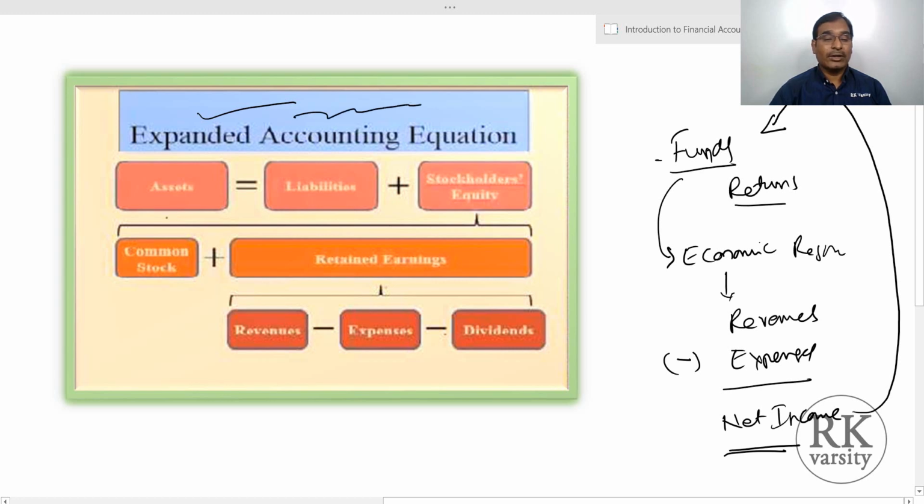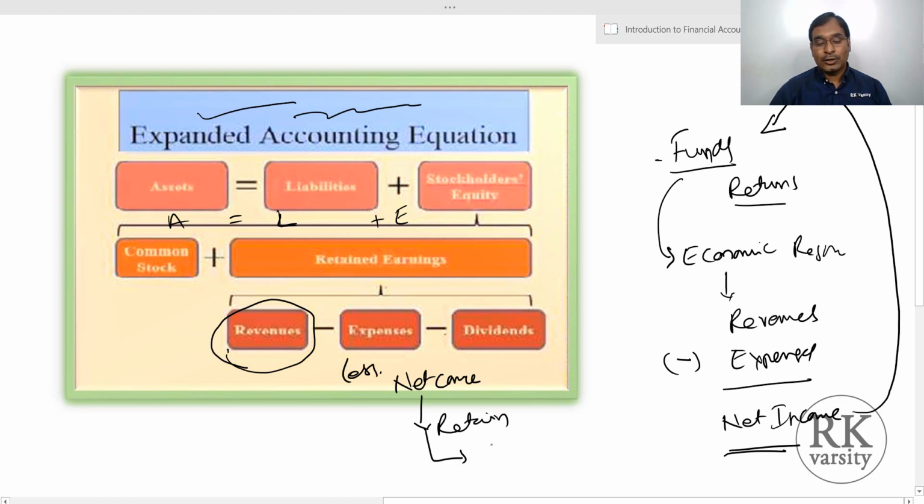Our basic accounting equation is assets equals liabilities plus equity. Now in the process, we are generating revenues. From revenues, we deduct our expenses, and once you less expenses, you get a net income. From that net income you have two options: as a business entity, you can retain this income, or you can distribute it to the shareholders in the form of a dividend.